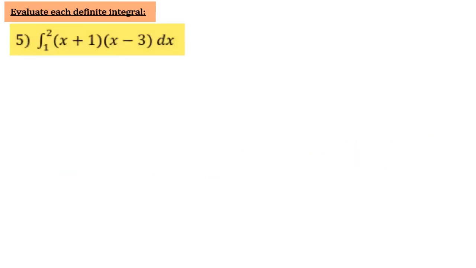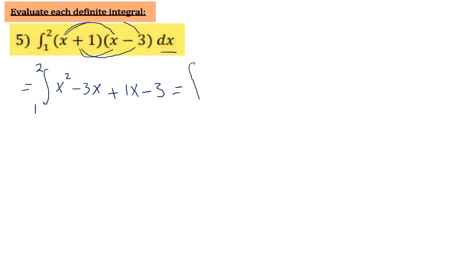Integral from 1 to 2 of x plus 1 times x minus 3 dx. First, I should expand the brackets. So it's from 1 to 2 of x times x is x square, x multiplied by negative 3 is negative 3x, positive 1 by x, positive 1 by negative 3 is negative 3. So it's the integral from 1 to 2 of x square minus 2x minus 3.